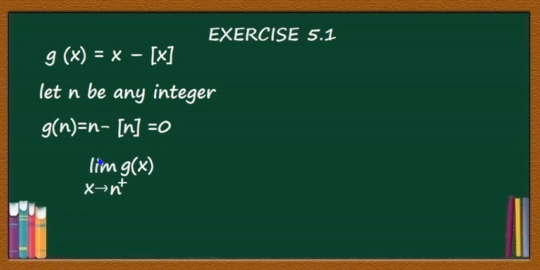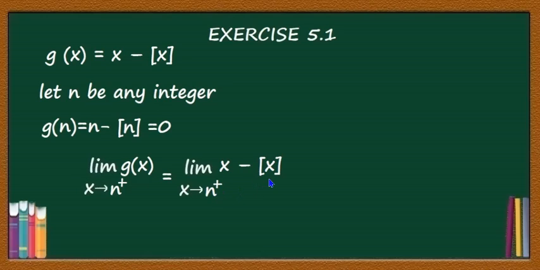Limit as x tends to n plus of g of x is equal to, here n plus means greater than n, and g of x is x minus box x for all the cases, and that's equal to limit as x tends to n plus of x minus box x. And this step is very important. As x tends to n, x will become n only. And what is box x as x tends to n from the right side of n? For example, you take 2, and as x tends to 2, x equal to 2 only. 2 plus means it is greater than 2, 2.01, 2.001, like that.